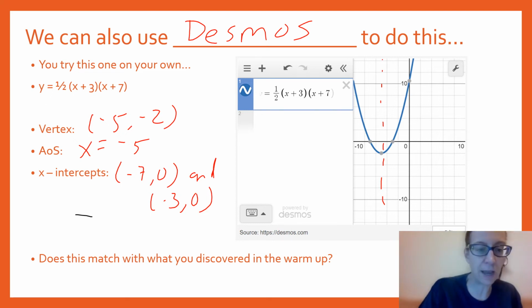So if you look at the location of your x-intercepts at negative 7 and negative 3 there, the axis of symmetry is right in between them. And so you can explore on your own, and then you can use the graphing utility to back up what you think that you're seeing there. All right, let's move on.